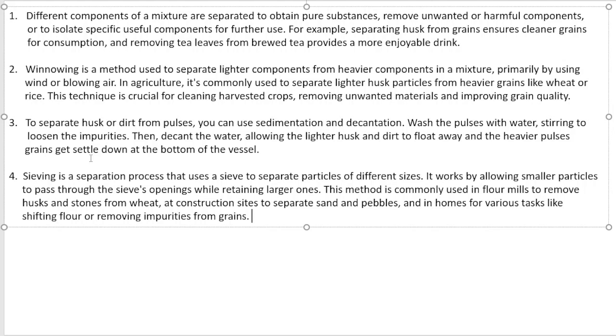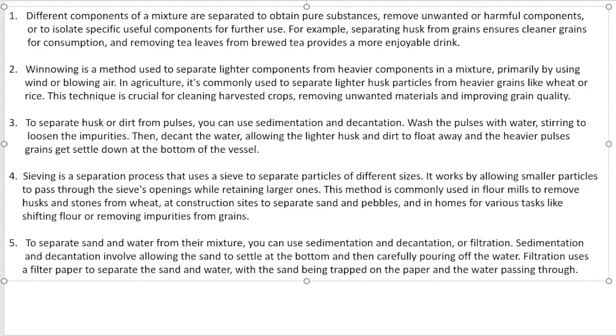So our next question is question number 5. It is, how will you separate sand and water from their mixture?